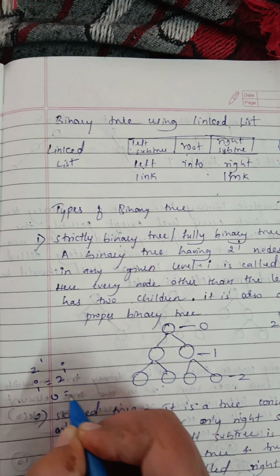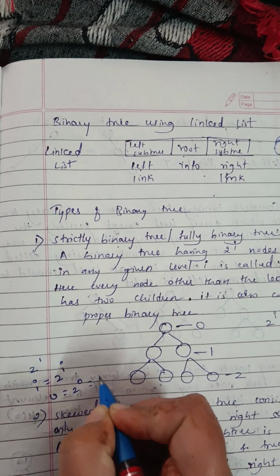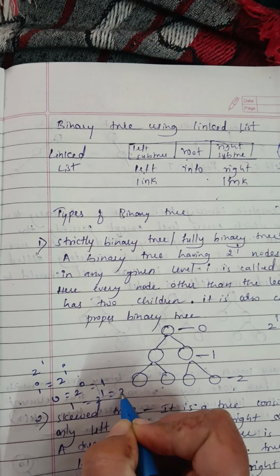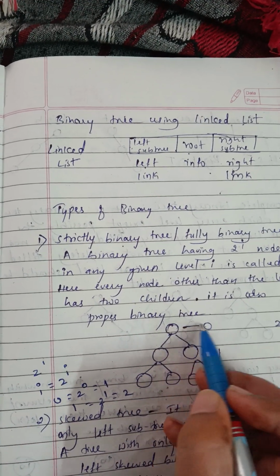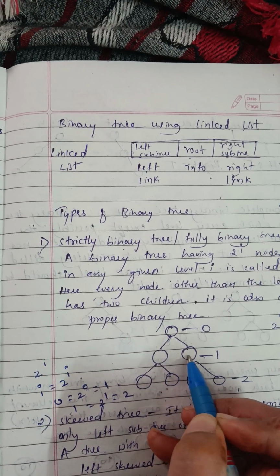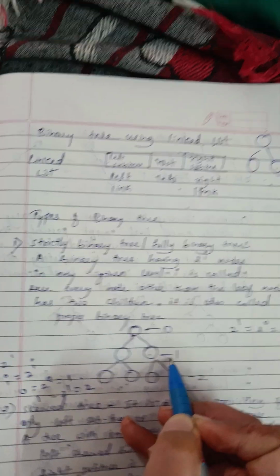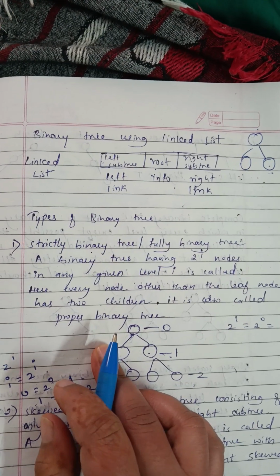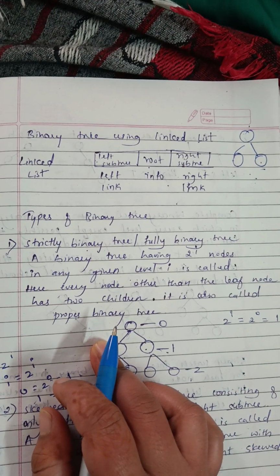If the i value is 0, 2 raised to 0 means what's the value? 1. If the i value is 1, 2 raised to 1 means what's the value? 2, right? Here the level is 0. 2 raised to 0 means only one node. Here the level is 1. 2 raised to 1 means 2. The same thing continues, right? This is nothing but your strictly binary tree.